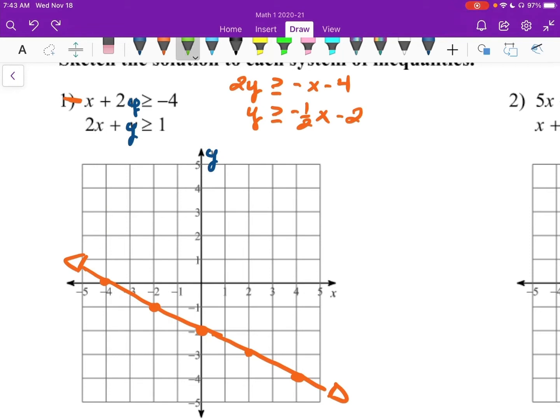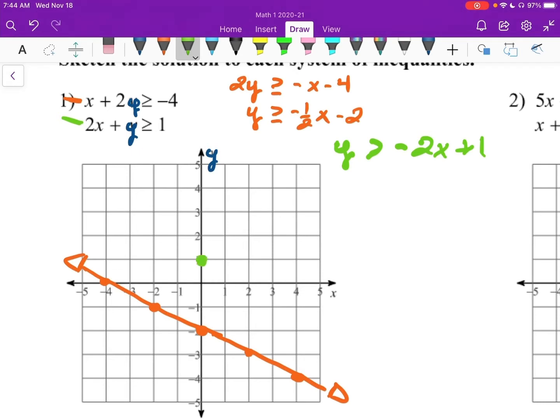All right, now for the green equation. Again, I'm going to solve for y. So if I move my 2x to the other side, I'll end up having a y by itself. So y is greater than negative 2x plus 1. This one's a little bit easier because I didn't have to do any more work with it. This is already it. So my intercept is at 1.